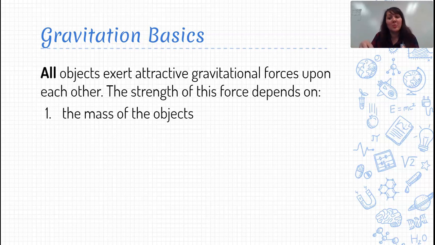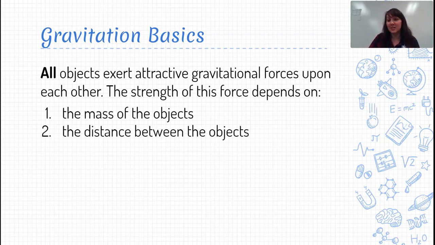Because you are super duper tiny compared to the Earth, you don't really notice the gravitational forces of other objects around you because the gravitational force of the Earth is so much bigger. So mass is one determinant of the strength of that gravitational force, and the distance between the two objects is the other. The closer objects are to each other, the stronger that gravitational force is going to be.